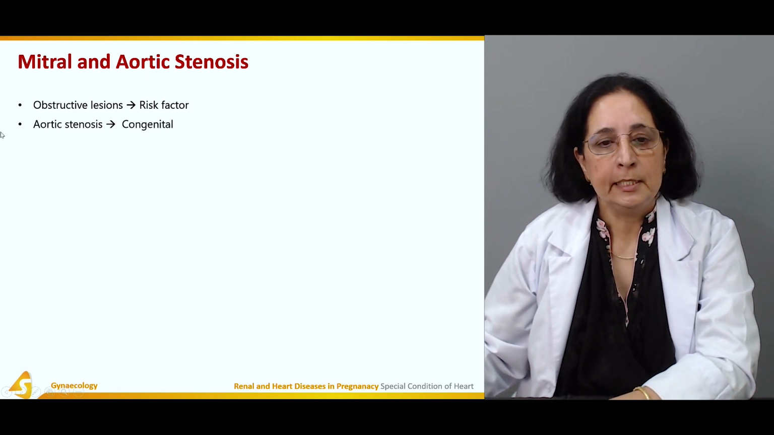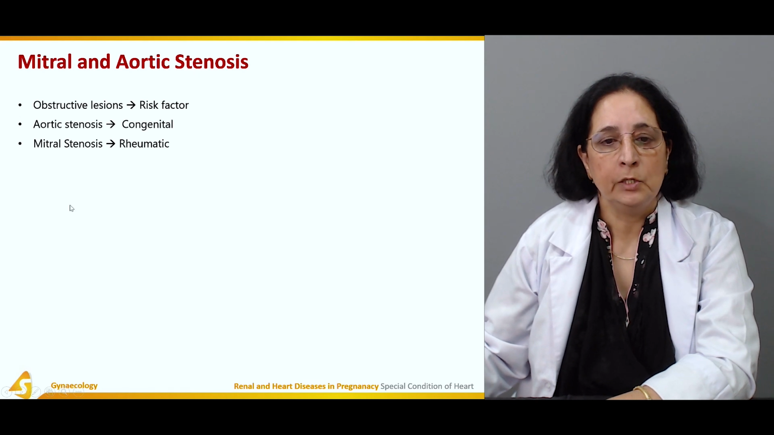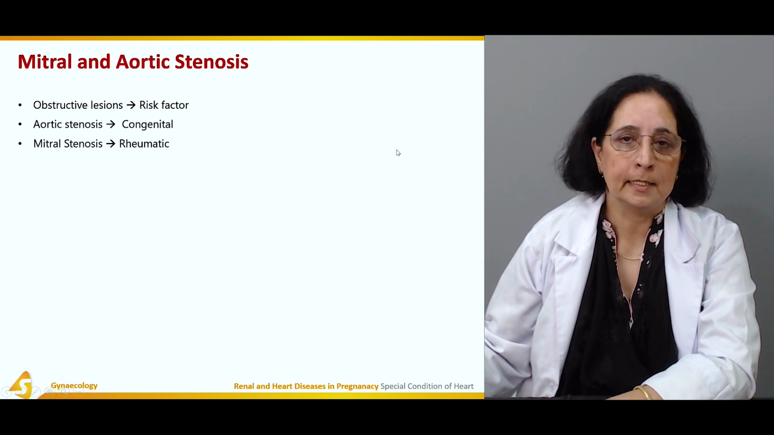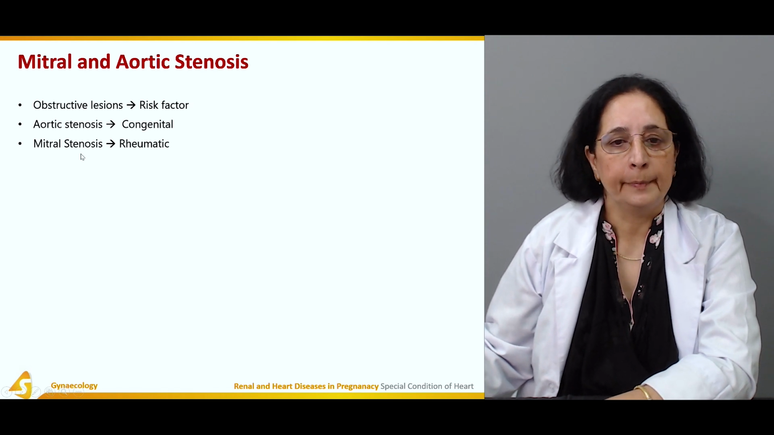Then aortic stenosis is congenital. Usually it is present at birth. Mitral stenosis occurs as a result of rheumatic heart disease, and after rheumatic heart disease, mitral stenosis can occur as a complication.